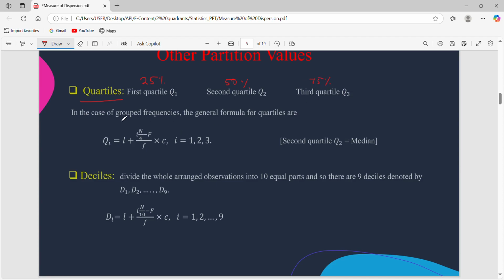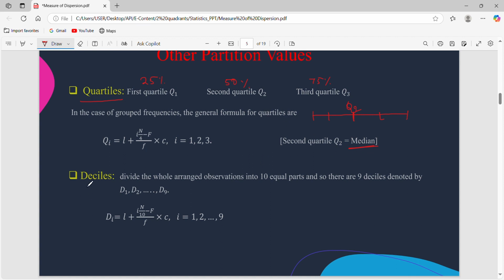So in the case of grouped frequency, the general formula will be Qi equal to L plus i n by 4 minus f, divided by f, into c, where i equals 1, 2, 3. Here n by 4 means we are dividing into 4 equal parts. That's why this is 25%, 50% and 75%. And the second quartile, Q2, means median. It's also known as second quartile and median. So second quartile and median are the same.